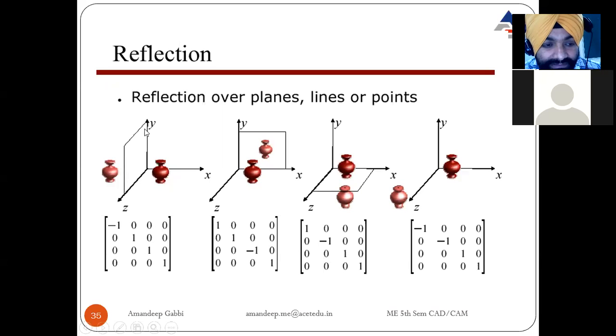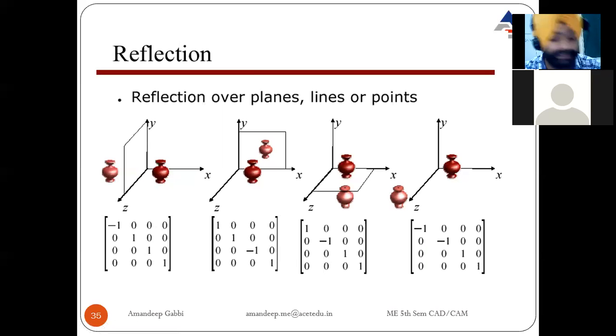When it is reflected along the YZ plane, it will be reflected like this, and this matrix is to be used for that. And if it is reflected along the XZ plane, then this matrix is to be used: 1 0 0 0, 0 -1 0 0, 0 0 1 0, and 0 0 0 1. You can use this formula or this matrix for solving that particular problem. And if it is to be reflected along the z-axis, then it is to be written like this.